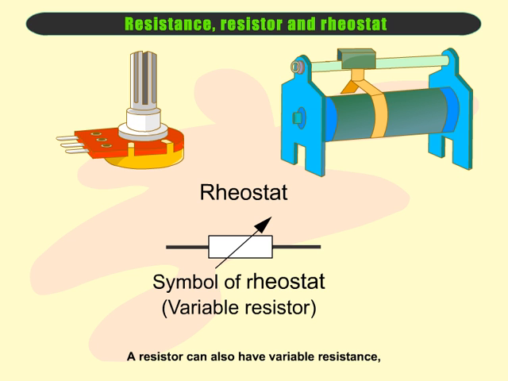A resistor can also have variable resistance and is represented by a long rectangle plus a slanted arrow. The arrow indicates that the resistance can be varied. This type of resistor is called a rheostat. The main use of the rheostat is to change the current in a circuit.